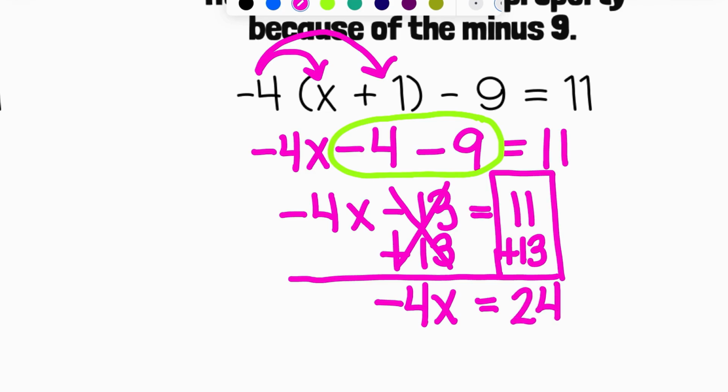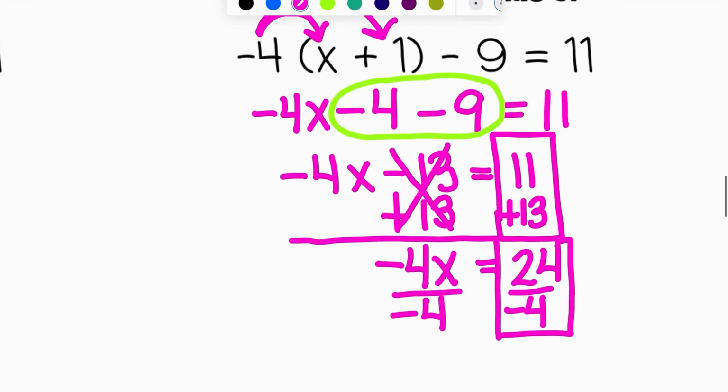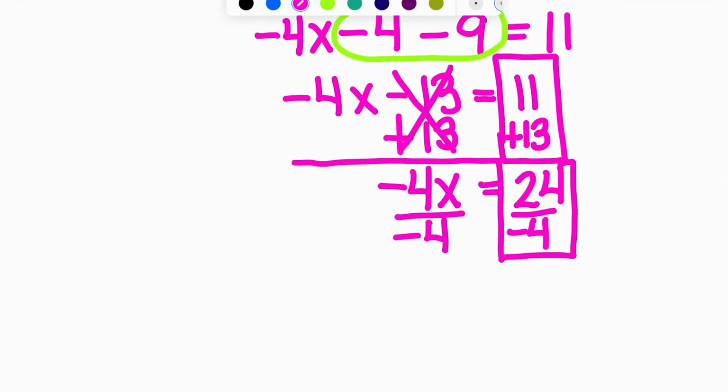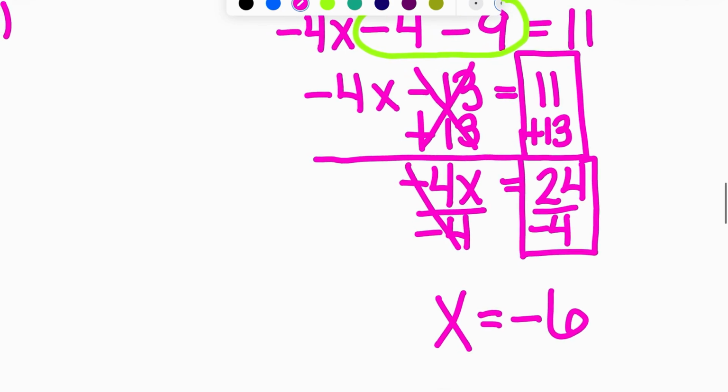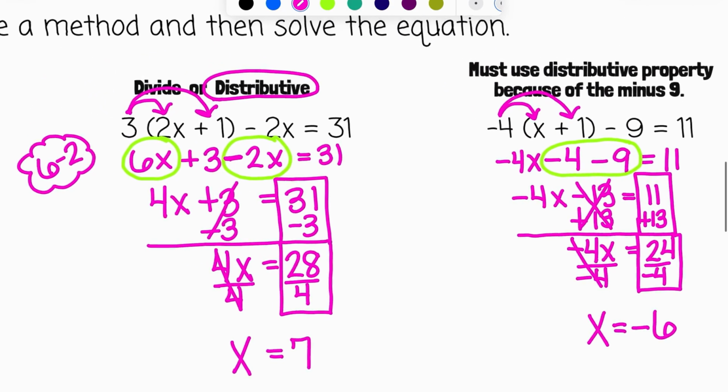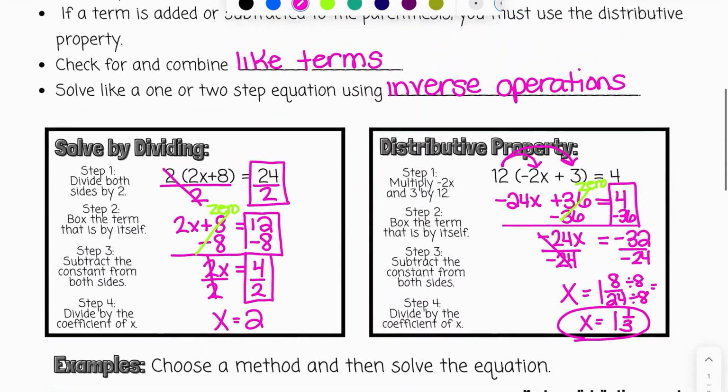And then the last step, when they're side by side, you need to divide. So we will divide by negative 4. Notice I did not change my sign. Okay, negative 4 divided by negative 4 is positive 1. 1x is just x. And then calculate 24 divided by negative 4, which is going to be negative 6. Careful with your signs. And that is how you solve equations that have grouping symbols or parentheses.